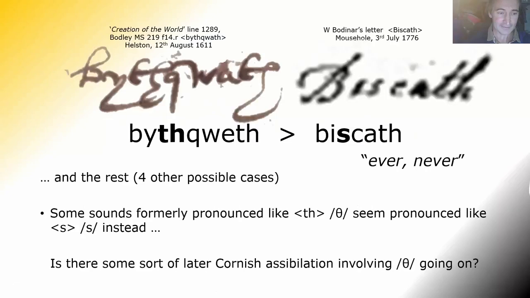Now, in Middle Cornish, we have the word bysqueth, meaning ever or never. Now, probably you may have noticed this bysqueth becoming biscath in later Cornish, and like me, maybe you wondered what's happening there. Is this going to be a jamming of sounds in some cases, like a sibilation, in later Cornish? Well, let's look at about five cases.